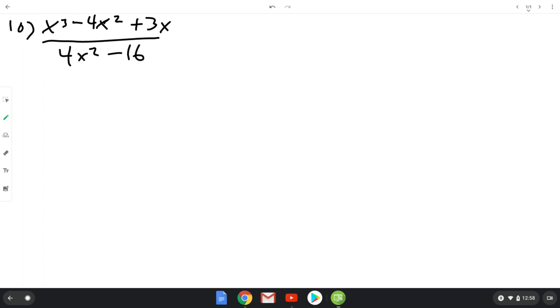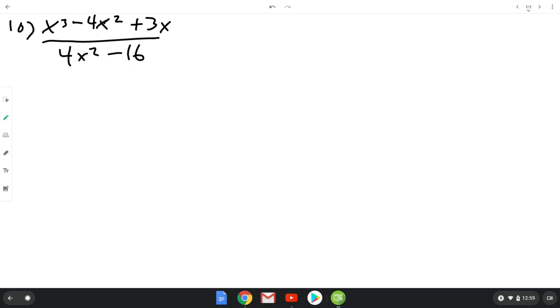Okay, so this is going to be the first half of question 10 on your graphing worksheet. So in this part, we're going to find all of the pieces, and then the second part, we'll do the actual graphing. So the very first thing that we're always going to do on these is factor.